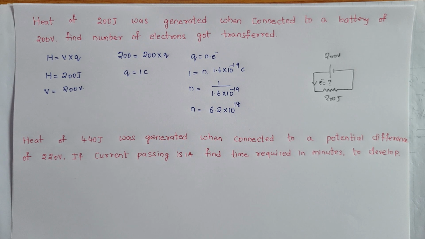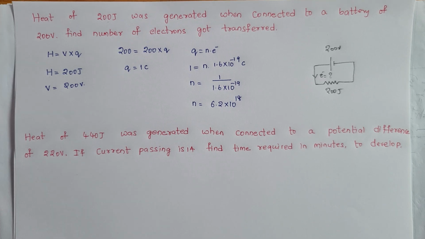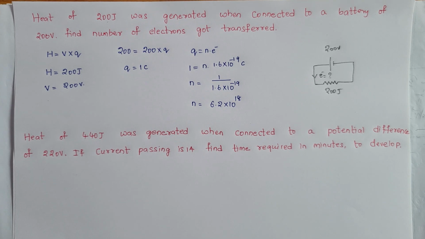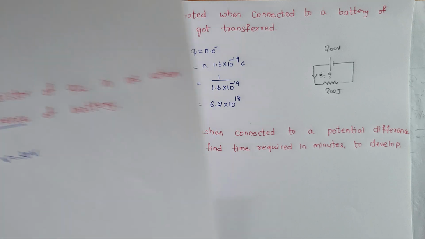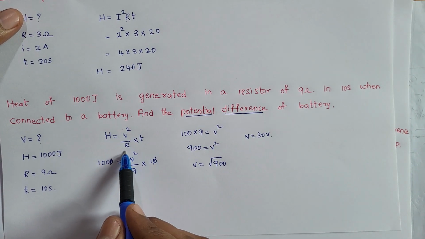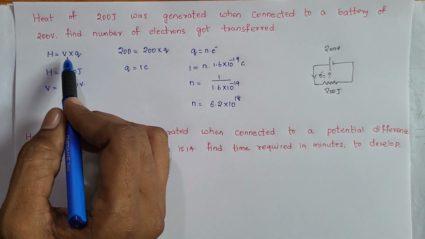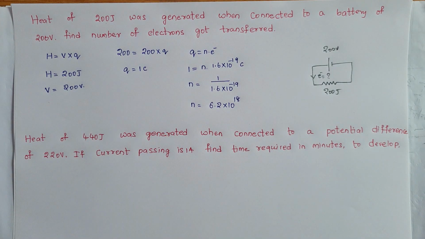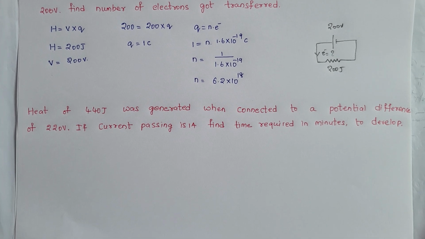Okay, let us go to the next problem. We did 3 problems and we covered all 3 models. Here we use H is equal to I square into R into T. Here we use H is equal to V square by R into T. Here we use H is equal to V into Q. And in the last problem we are going to use the last formula.